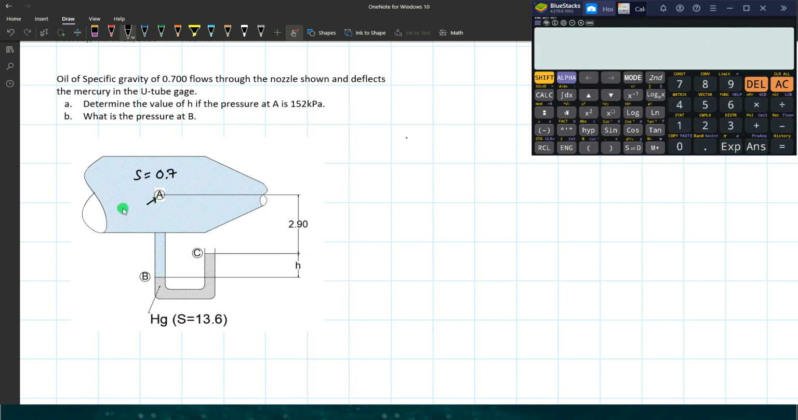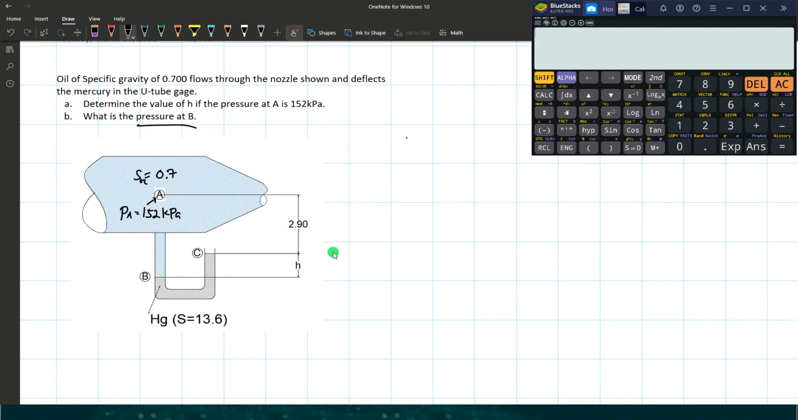So here at point A, we have an existing pressure of 152 kilopascal. We are required to determine the deflection height of the mercury. So letter B, we determine the pressure at point B, or the interface between the two liquids, the oil and the mercury. So let's start solving for the value of H.